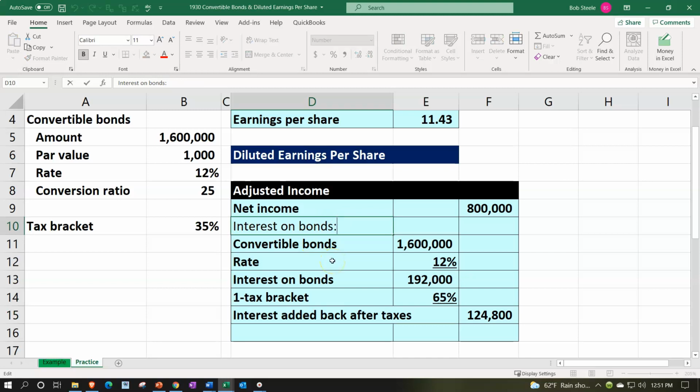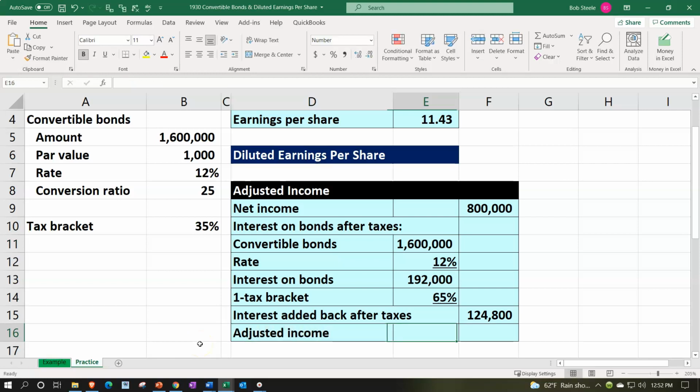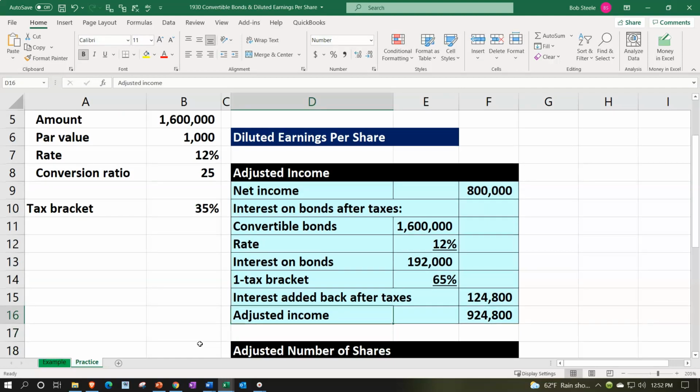And maybe I should put that up here too. The interest on bonds after taxes. And so there we have that. And then that's going to give us our adjusted income, which we're going to be adding back. We're going to say the 800,000 and the 124.8 is going to be our adjusted net income at the 924.8. So font group, underline. So we've reversed kind of the tax impact.